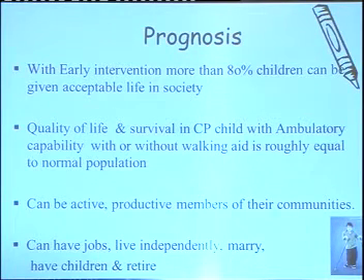Now, what is the prognosis? Examination is as for any other joint examination, and I think Dr. Nayyar has covered it in detail. With early intervention, more than 80% of children can be given an acceptable life in society. Remember, 80% of children can be given an acceptable life in society. The quality and survival of CP with ambulatory capabilities, with or without walking aid, is roughly equal to a normal population. They can work, even with walking aids, equal to a normal person.